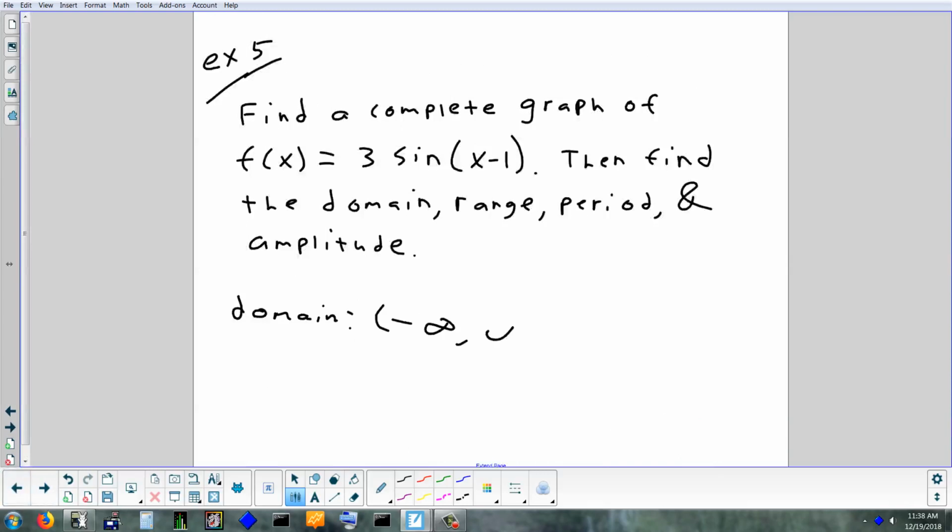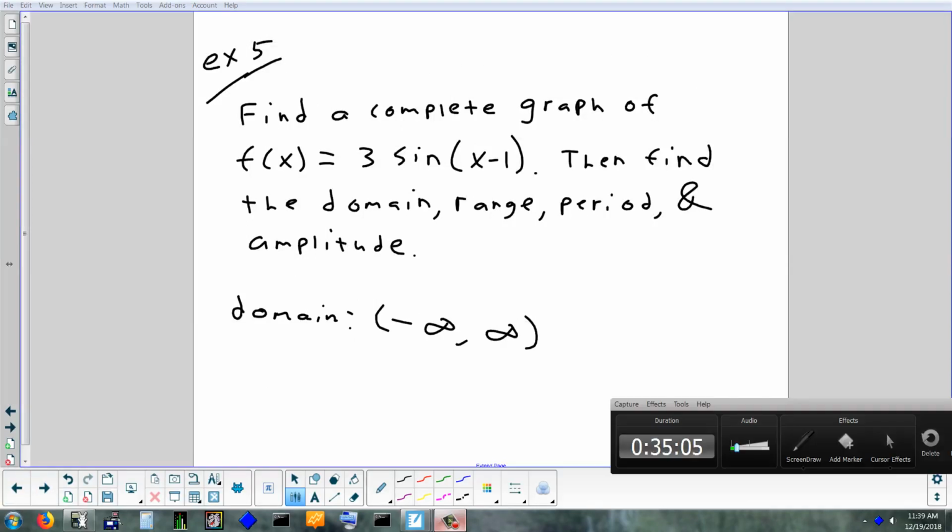Wait. Yes. Morgan's calculator is doing something funky. It keeps saying there's a syntax error. A syntax error? It graphs it all the way through. Let me take a look.